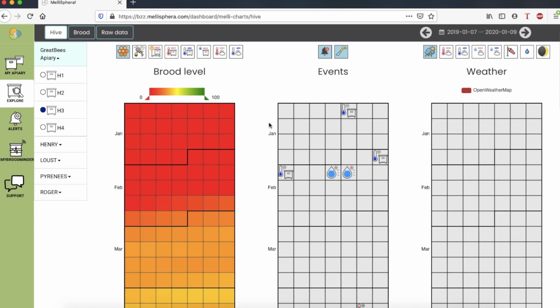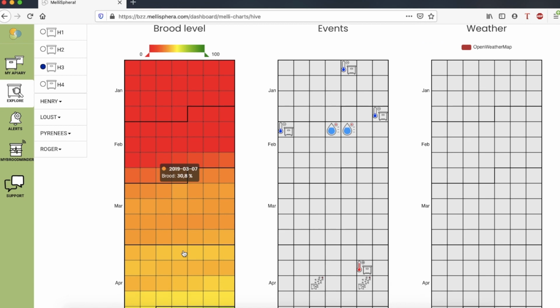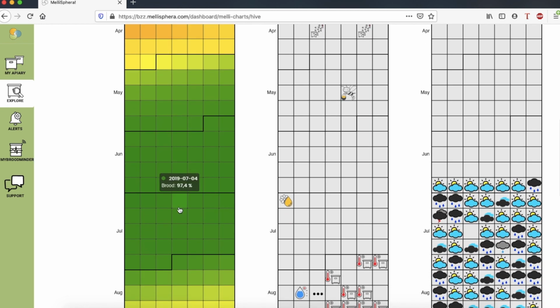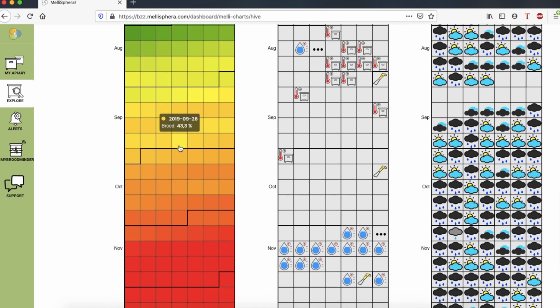And this is what happened with H3. First of all, brood. So, on January and until mid-February, there was no brood. And then it started going up, 30% in March, 40% in April, May, June, July. 90%, the hive was producing honey, and then back down again, until, let's say, beginning of November, when the brood stopped.